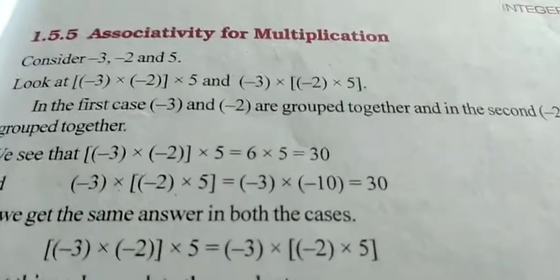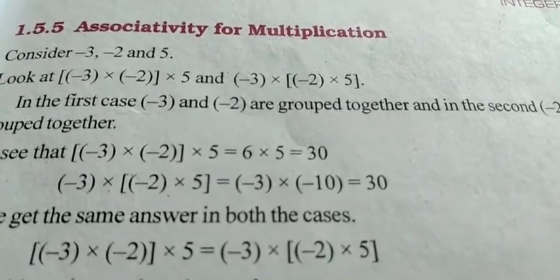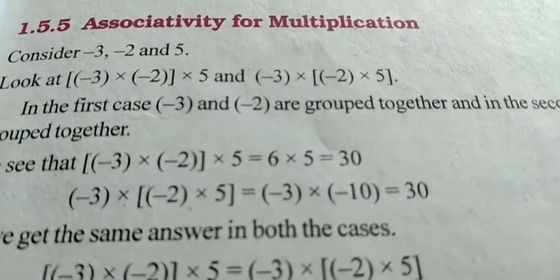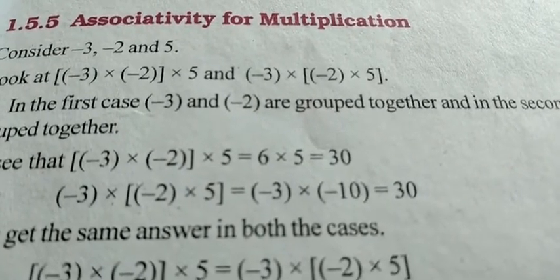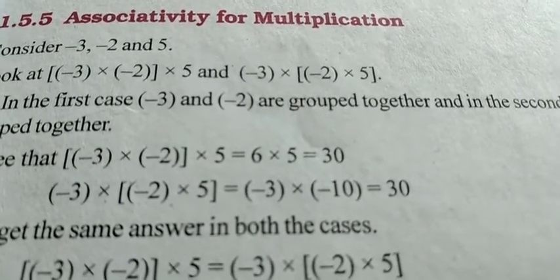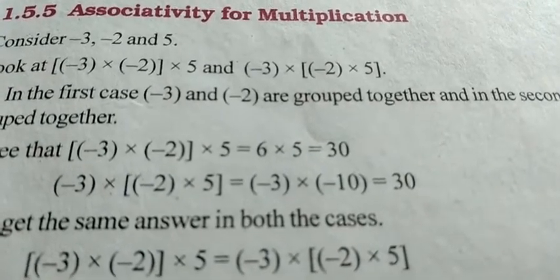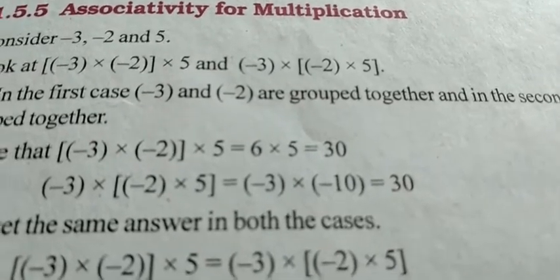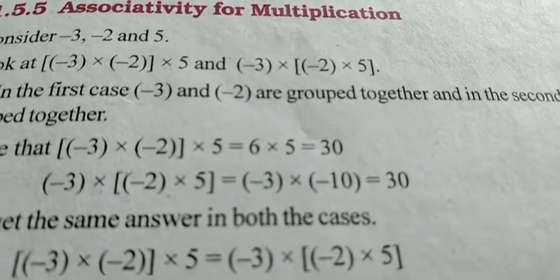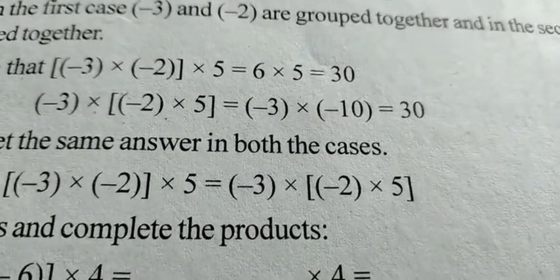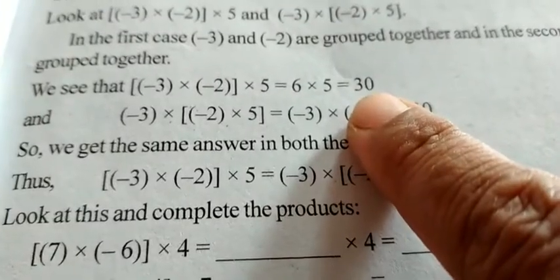Here the numbers considered are minus 3, minus 2 and 5. You can see the example here. First we are grouping minus 3 and minus 2, taking the product of negative 3 and negative 2, and then its product will be multiplied with 5. Minus 3 multiplied by minus 2 gives you 6. 6 multiplied by 5 gives you 30. Here you can see the answer is 30.